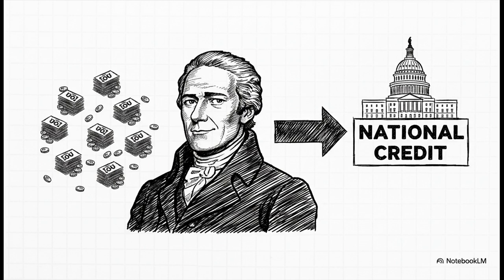I mean, why would a state like Virginia want to pay for Massachusetts' bills? But Hamilton's big bet worked. It created a single, unified national credit, and honestly, it laid the financial foundation for everything that came next.